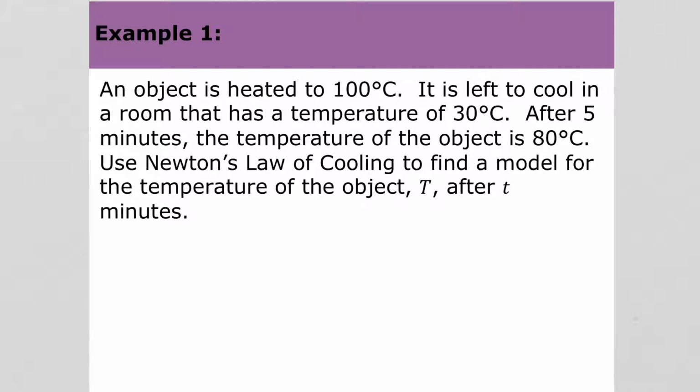So our example says, an object is heated to 100 degrees Celsius. It is left to cool in a room that has a temperature of 30 degrees Celsius, cold room. After 5 minutes, the temperature of the object is now 80 degrees, which makes sense. If the room's that chilly, then your object is going to cool. Use Newton's law of cooling to find a model for the temperature of the object after t minutes.